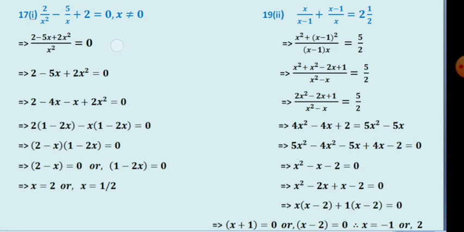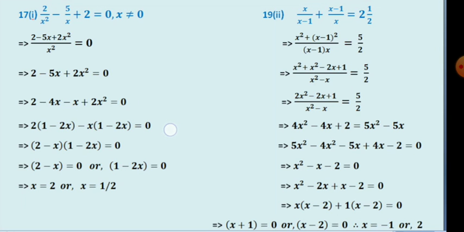Now taking x squared to the right hand side and multiplying it with 0, it will become 0. So the equation is 2 minus 5x plus 2x squared equals to 0. Now finding the product of the first and third term, that is 2 2s are 4. So 4 1s are 4, and if I write minus 4 and minus 1, that will give us minus 5x. So in the next step we have written it as 2 minus 4x minus x plus 2x squared equals to 0.